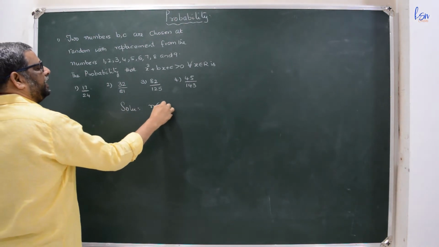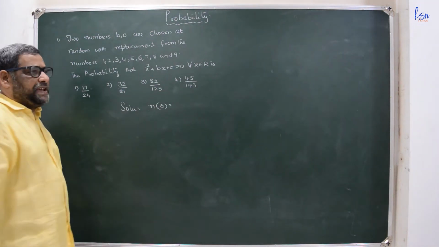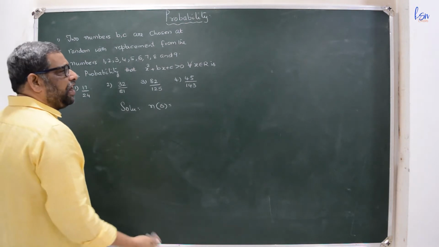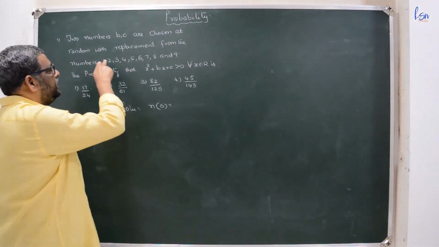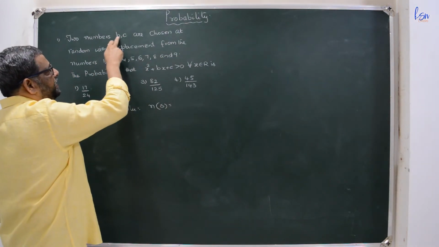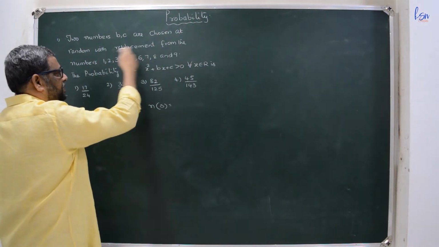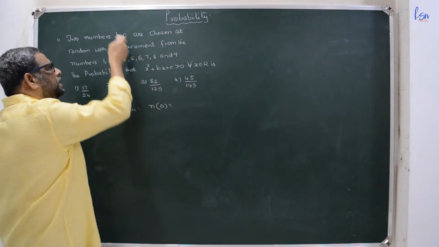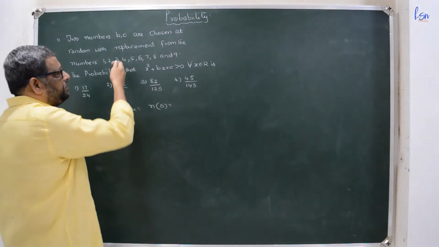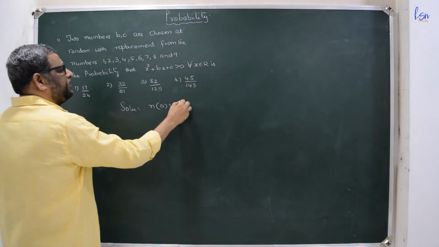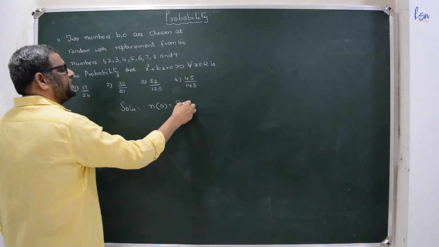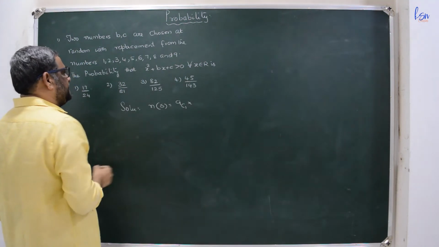n(S), where S is the sample space, that is the set of all the possible outcomes. Here there are 9 numbers. B and C both are chosen from these numbers. B can be chosen from these 9 numbers. That means one number must be assigned to B. That can be chosen in 9C1 ways, or in 9 ways.